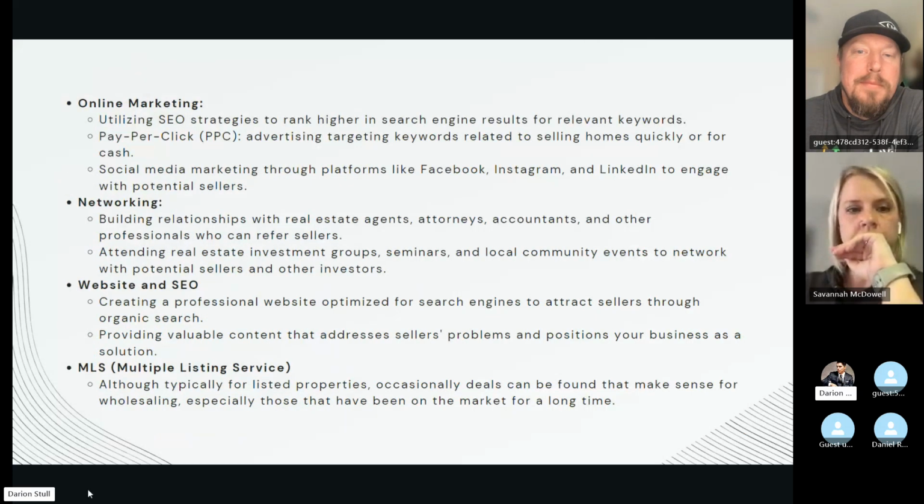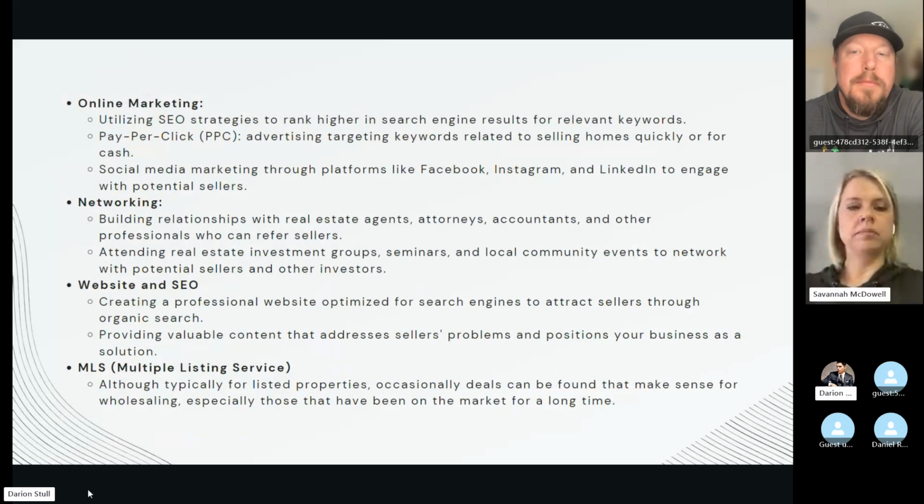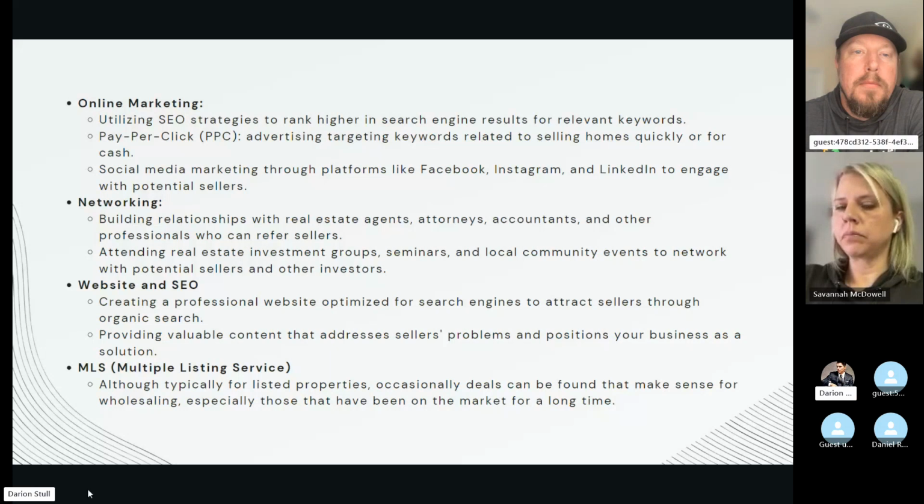All right, so this is probably my favorite. You've got online marketing. So you can use SEO, which is search engine optimization. This is essentially what is going to rank your website on Google. So SEO is pretty important if you have a website and you're doing online marketing. Pay-per-click, PPC, this is Google Ads. I've heard really good stories about it, but I've never had a lot of success with it, like at all.